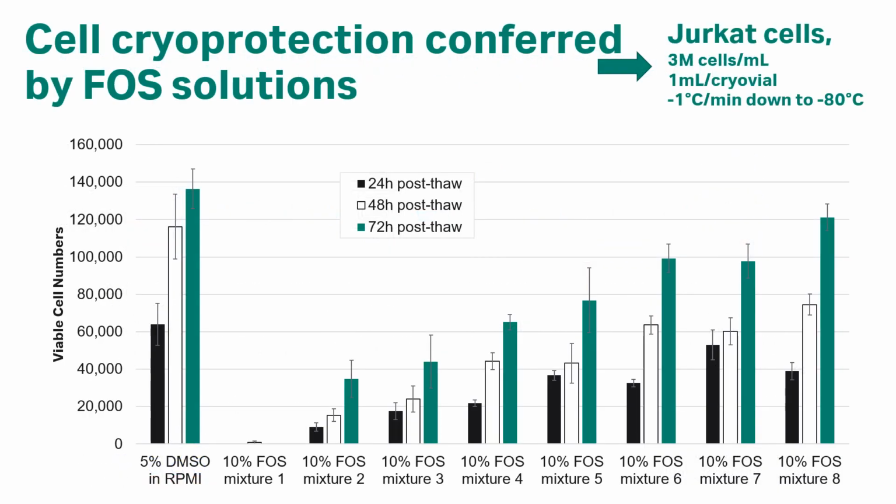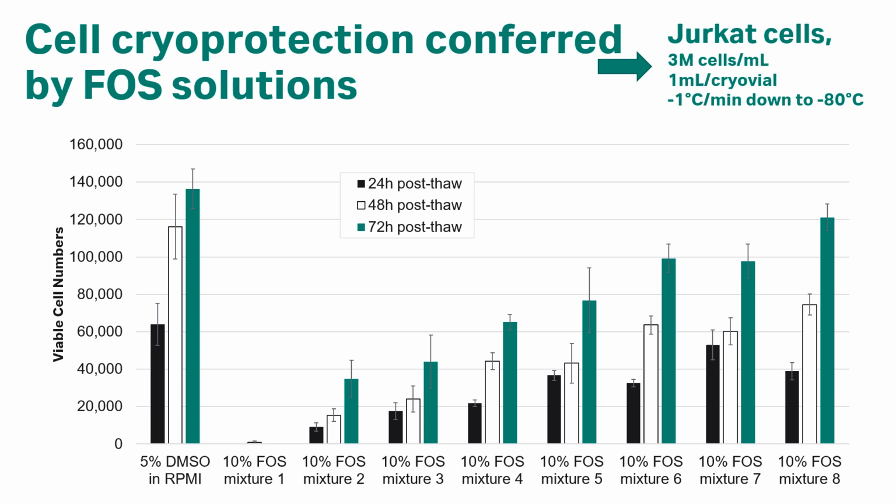Here are some of the results we got, comparing 10% weight by volume of different phos mixtures to our gold standard of 5% DMSO in culture medium, which has been optimized for this cell line. The first thing to note is that the phos can act as a cryoprotectant in the absence of any other cryoprotectants. This was quite a surprise to us.